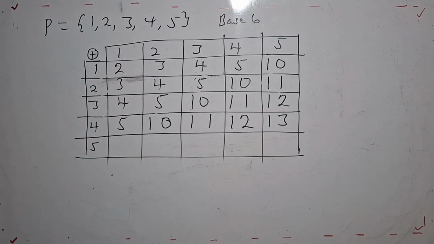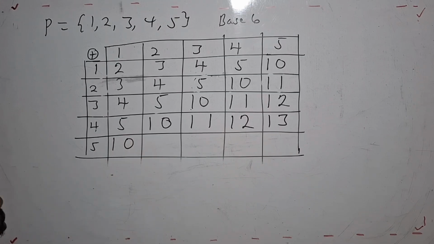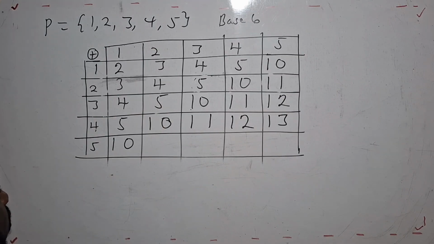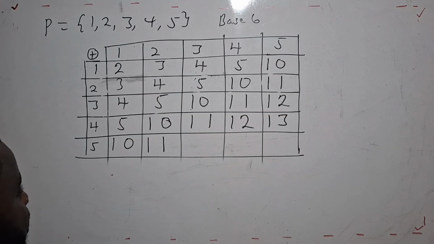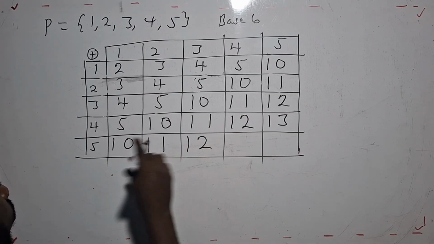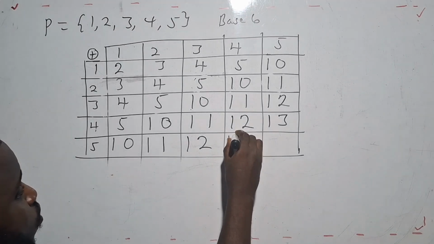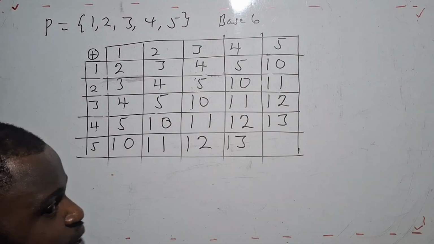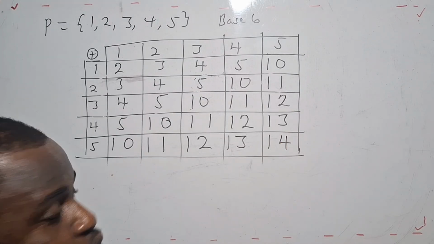Now 5 plus 1 is 6. This is not accepted. So we have 1, remainder 0, because 6 divided by 6 is 1, remainder 0. 5 plus 2 is 7. 7 divided by 6 is 1, remainder 1. 5 plus 3 is 8. 8 divided by 6 is 1, remainder 2. 5 plus 4 is 9. 9 divided by 6 is 1, remainder 3. Now 5 plus 5 is 10. 10 divided by 6 is 1, remainder 4.